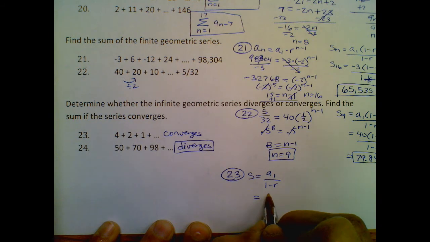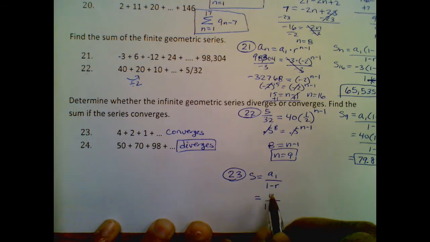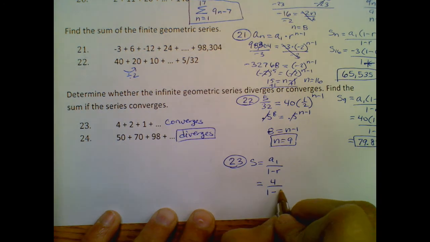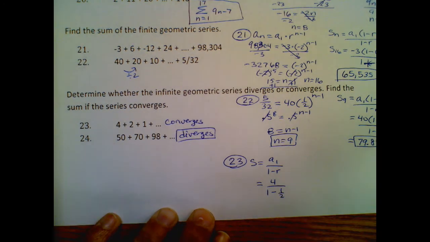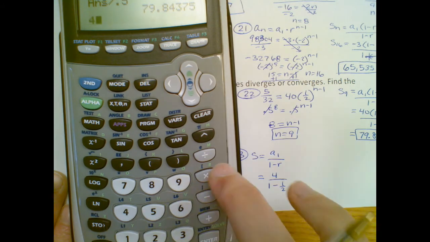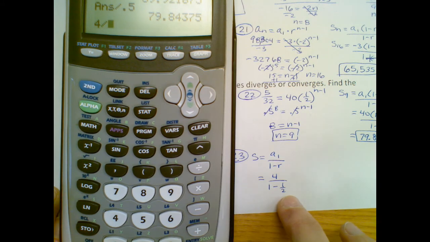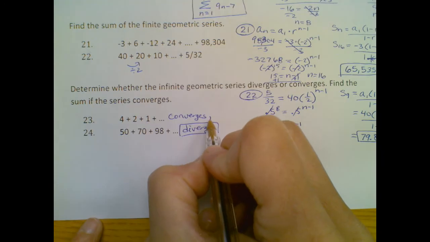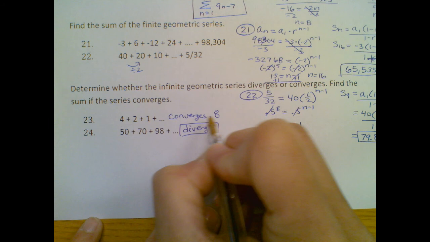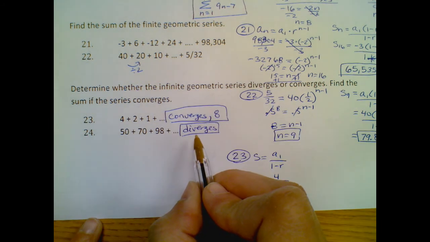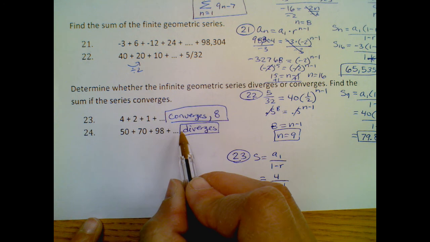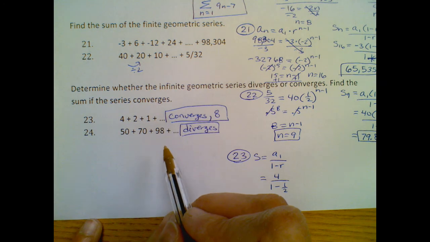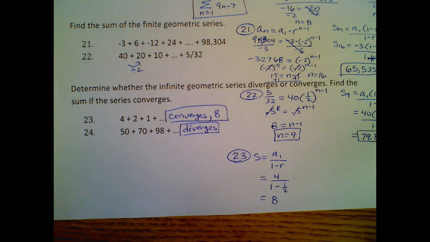So our a sub 1 is 4, and it's dividing by 2, so if it's dividing by 2, it's multiplying by the reciprocal, a half. So then we're going to simplify that. So we have 4 divided by, and then 1 minus a half is a half, so 4 divided by a half is 8. So then our sum is 8. So we would say it converges, and the sum is 8. Again, on this diverges one, we cannot find the sum of it because it keeps going. It's infinite, and the numbers are going to get larger and larger. We cannot find the sum of that.